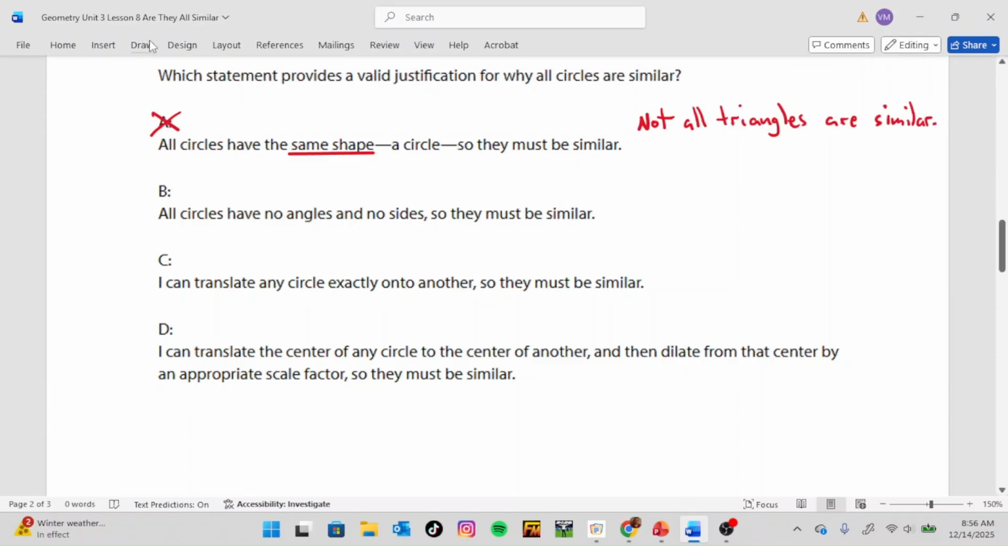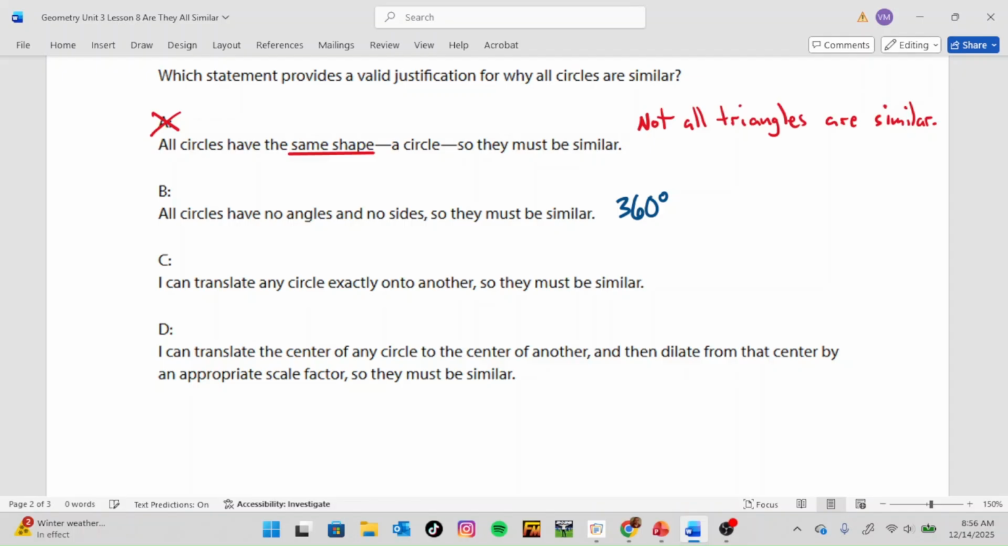Now let's look at option B. All circles have no angles and no sides. Therefore, they must be similar. Well, circles do have angles. Circles have 360 degrees. That is an angle. It's one angle, and it's all the way around the circle, but it is an angle.